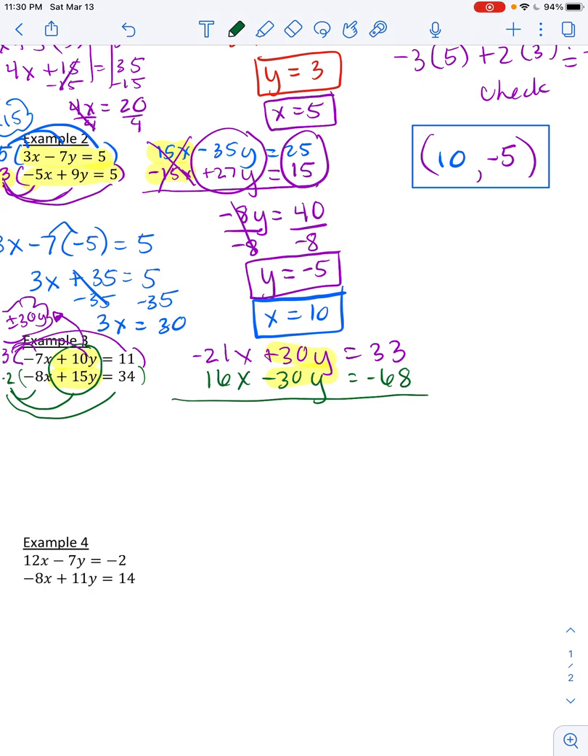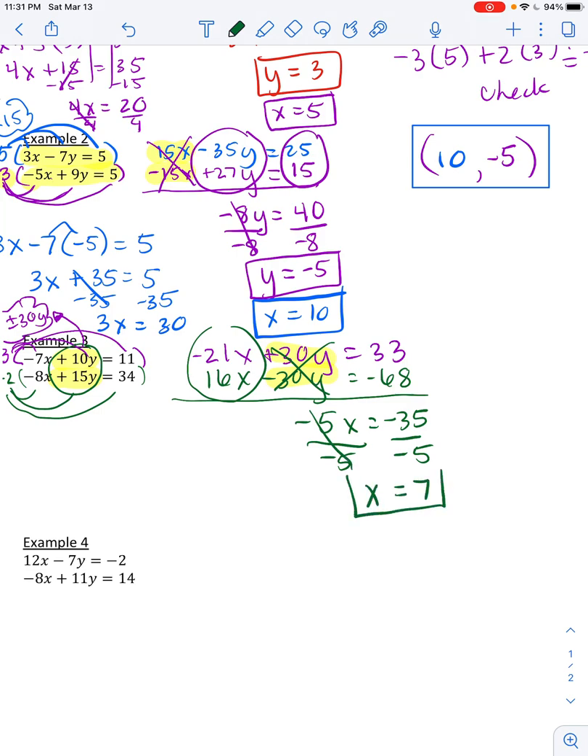Okay. Now I'm back to 7-3. Plus 30y minus 30y, cancel out or eliminate. Negative 21x and a positive 16 will give me negative 5x. And then 33 minus 68 is going to give me a negative 35. Dividing out the negative 5, what do we get for x? Positive 7. And this time we did get the x first, so I fill that in.